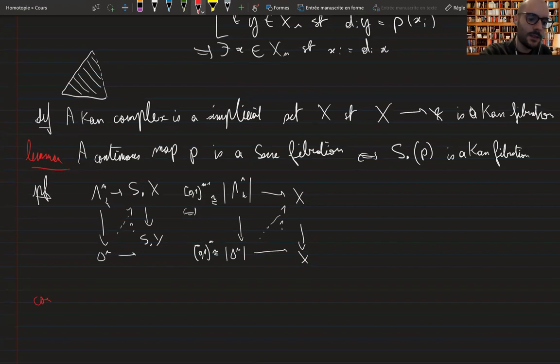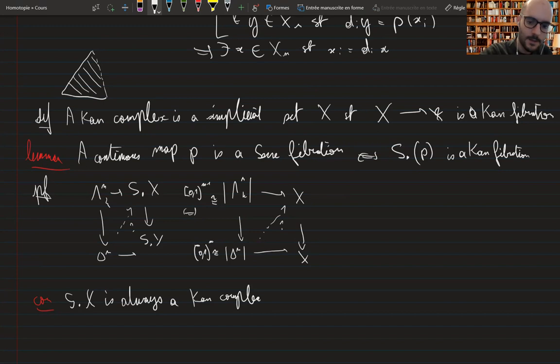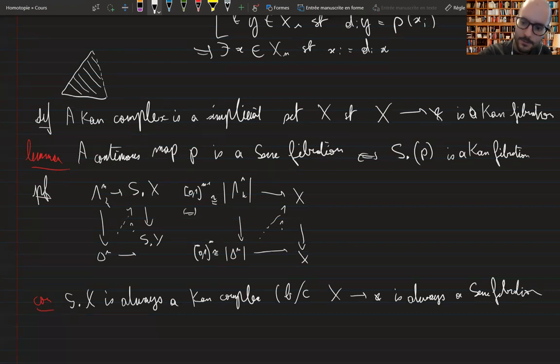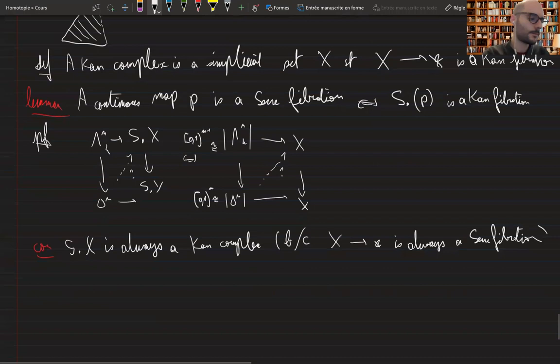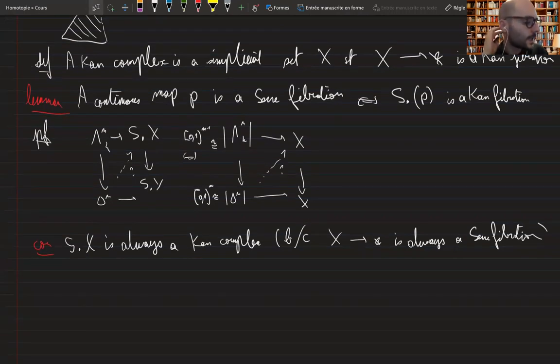So as a corollary, S•(X) is always a Kan complex, because the map from X to the terminal topological space is always a Serre fibration, right?